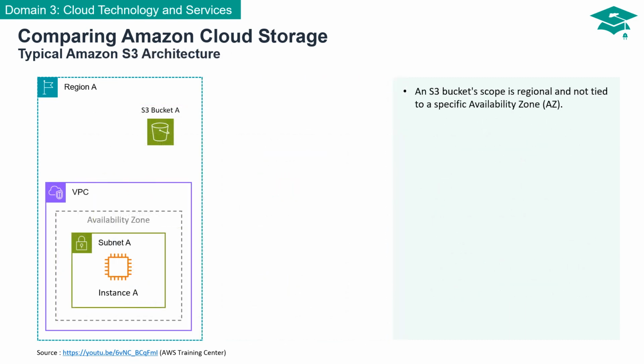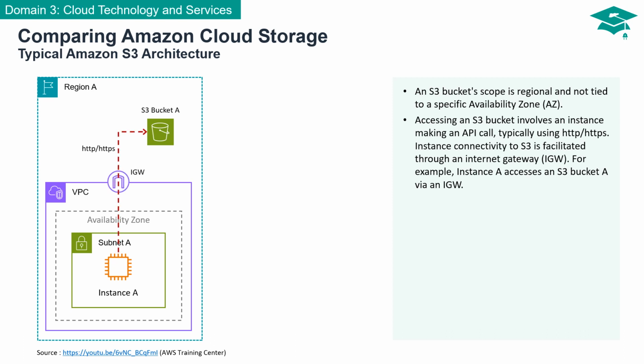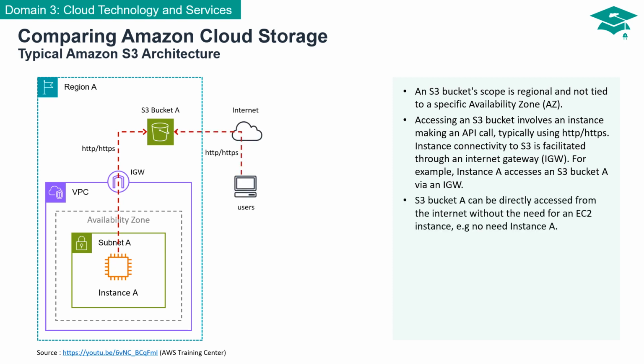In contrast to EBS, the S3 bucket scope is regional and not tied to a specific availability zone. Accessing an S3 bucket involves an instance making an API call, typically using HTTP/HTTPS. Instance connectivity to S3 is facilitated through an Internet gateway. For example, Instance A accesses an S3 bucket A via an Internet gateway. S3 bucket A can be directly accessed from the Internet without the need for an EC2 instance, meaning the Internet users don't need Instance A to access S3 bucket A.